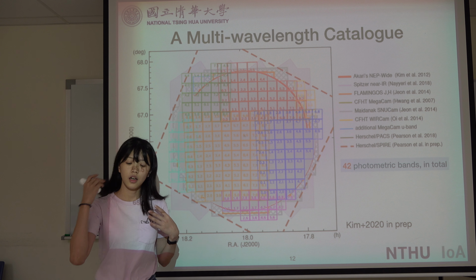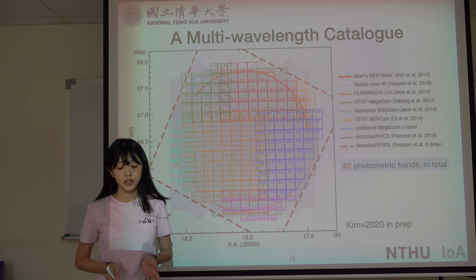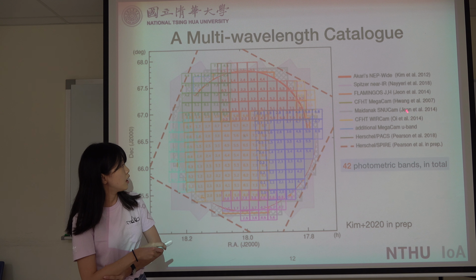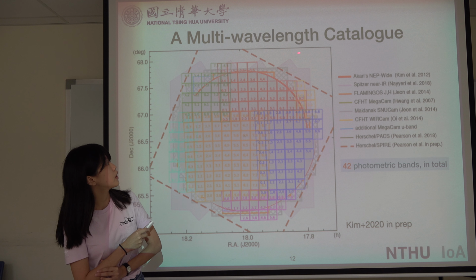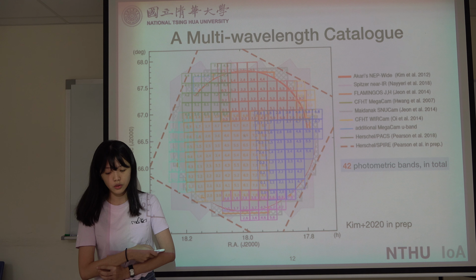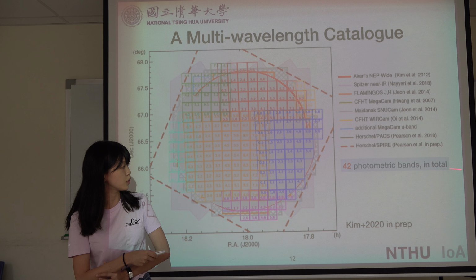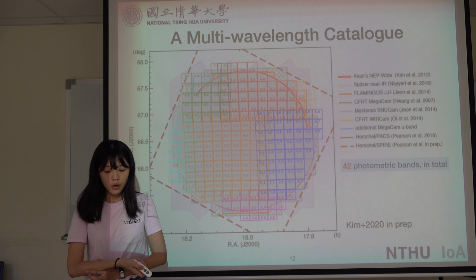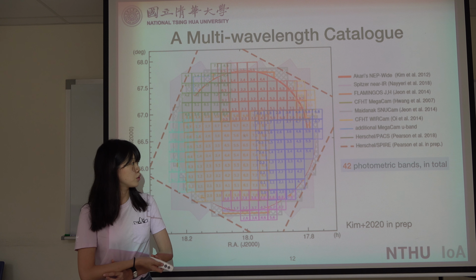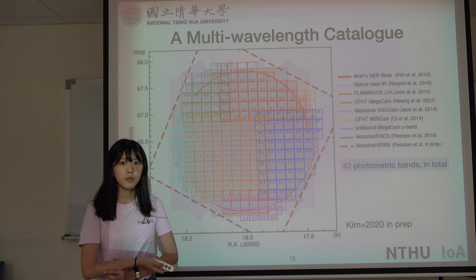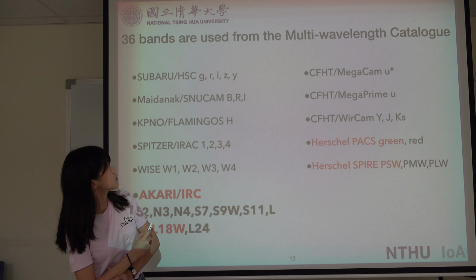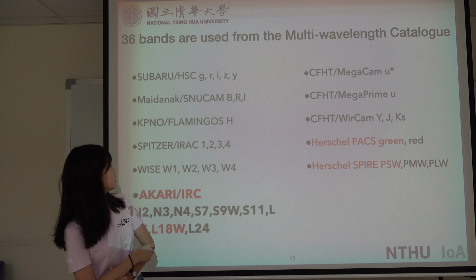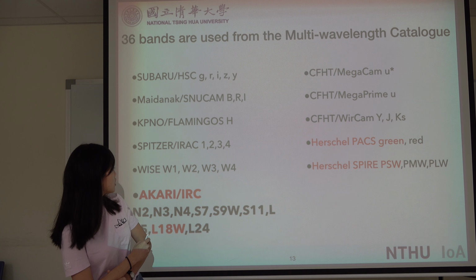Besides AKARI and HSC, we also have other bands in our catalog. In the multi-wavelength catalog that we present, this includes 42 photometric bands in total, which is very powerful. With this powerful catalog, we are able to do SED fitting more precisely. So 36 bands are used from the multi-wavelength catalog, which I list here, including Subaru, MIDNIGHT, FLAMINGOS, and so on.